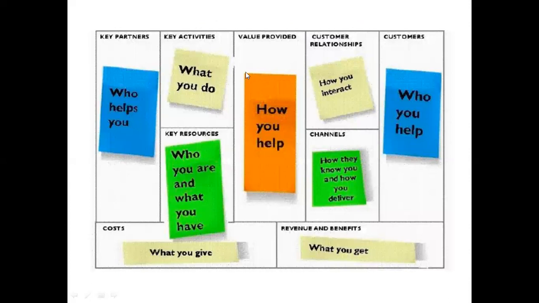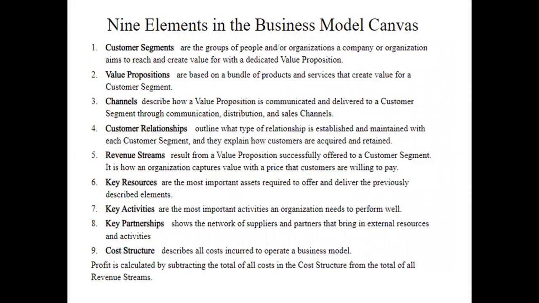So in this one, key partners are who help you. Then key activities is what you do, and key resources is who you are and what you have. This is what you give. Next, value propositions, how you help. Customer relationships, how you interact, and channels, how they know you and how you deliver. Customers, who you help. Cost, and what you get, revenue and benefits, is how much you get. That is a business model canvas. So there are 9 elements in the business model canvas.